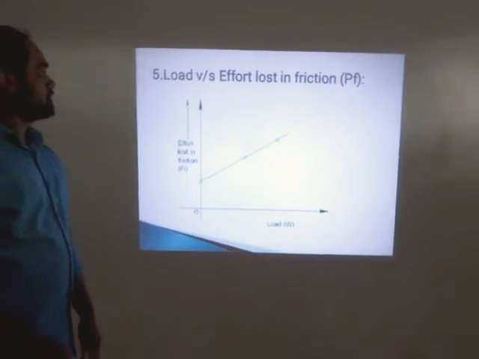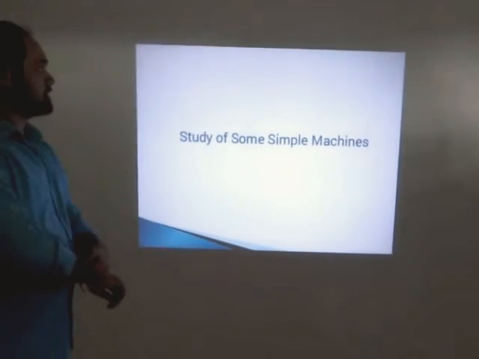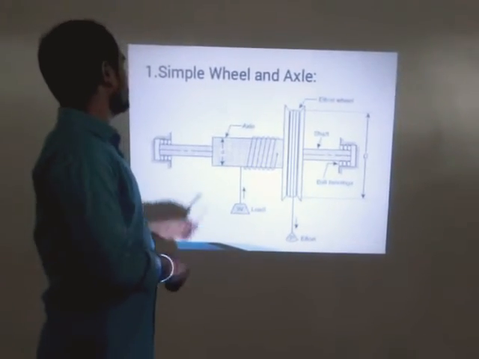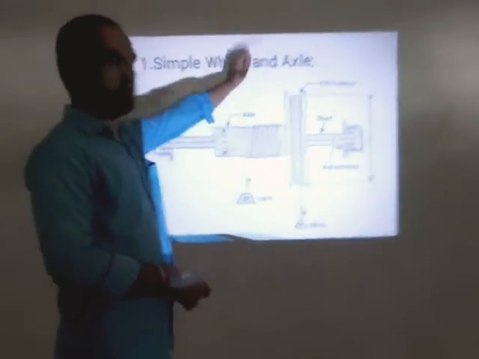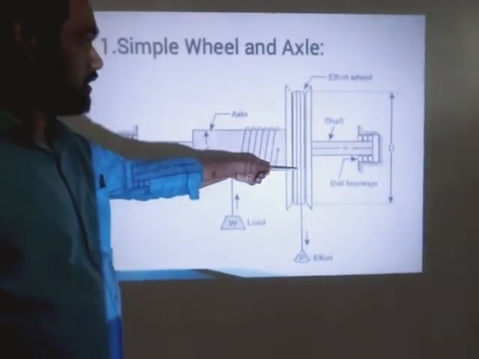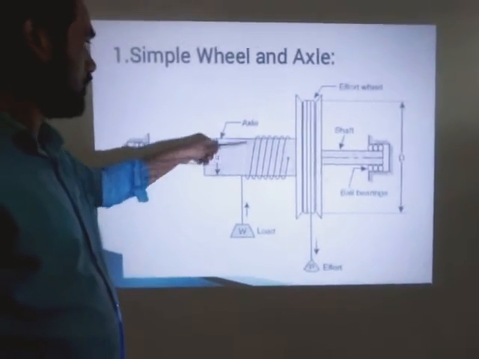Then some simple machines are there. Study of some simple machines. First machine is the simple wheel and axle. This is an effort wheel. This is a load wheel or load axle.